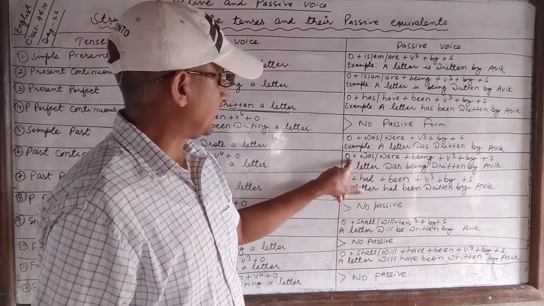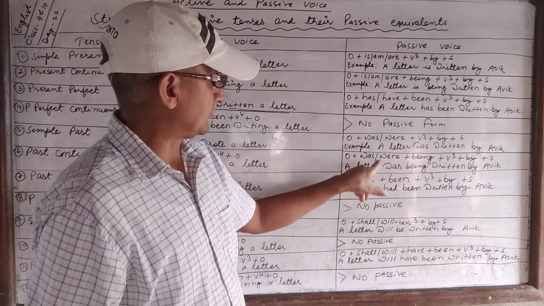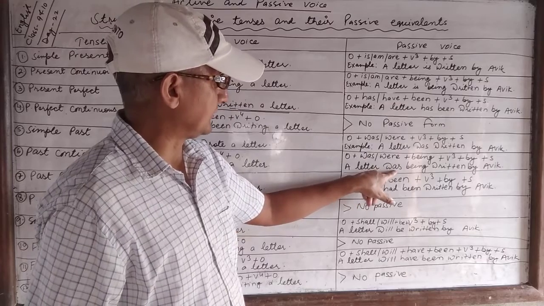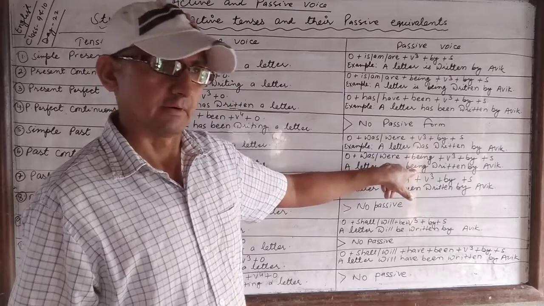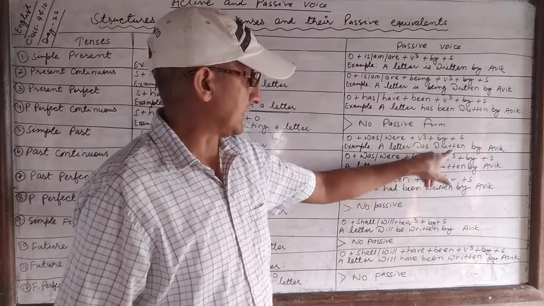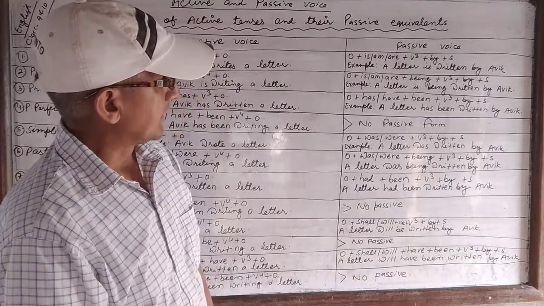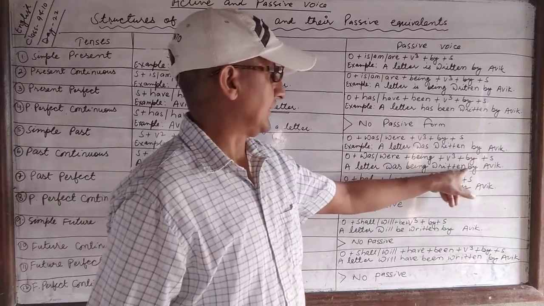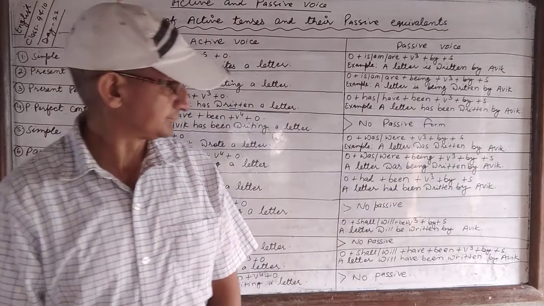A letter is the object of the active voice. Here it is the subject, and with a singular subject we write was, and then being for continuous tense. For continuous tense we use being, and after that there is always the past participle form of the verb in passive voice, and by and then the subject, we write the subject.